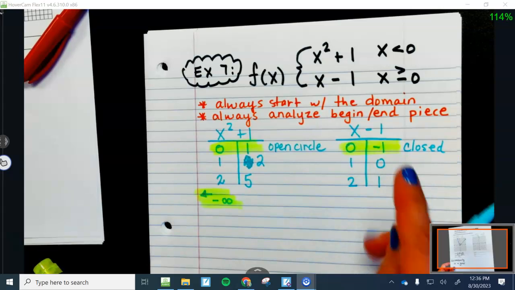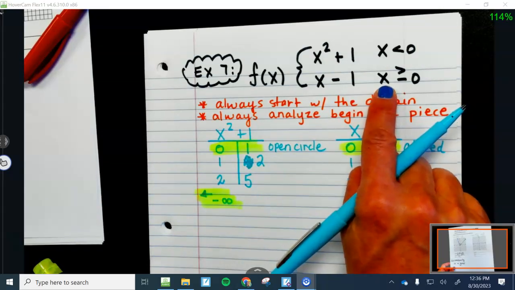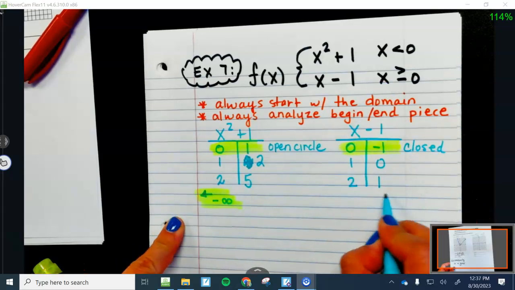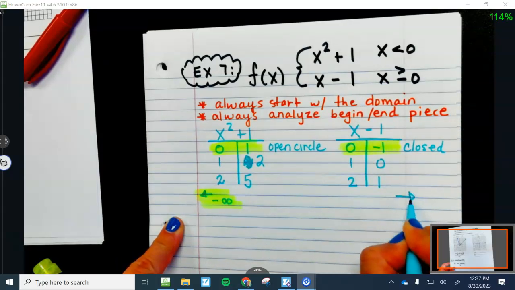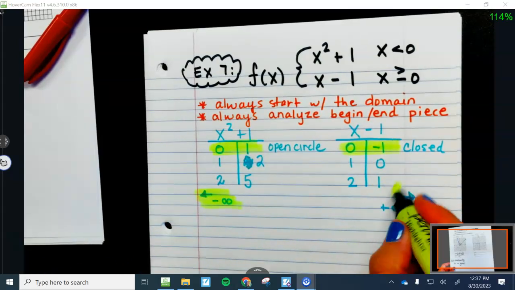And then how does it end? We want the x values to be larger forever. So this is going to end with positive infinity with some sort of arrow on the right side of the graph.